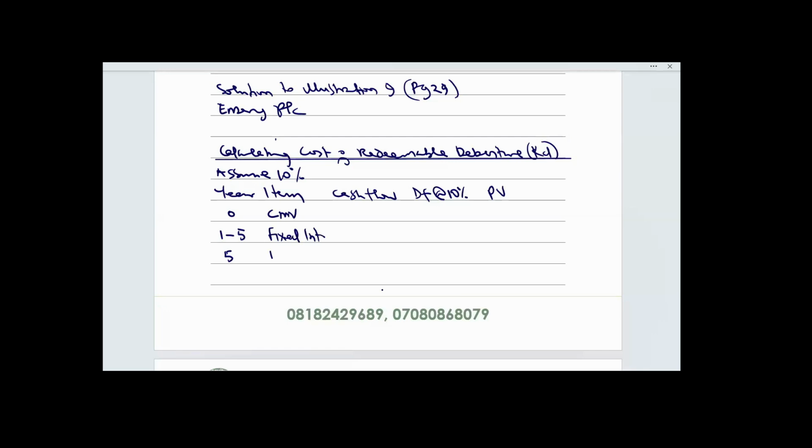Then in year 5, you are going to redeem it. That's the redemption value. All right. So how much is the current market value of this debenture? Let's go back to the question. You are told that Emery PLC has a 10% redeemable debenture. That 10% is the coupon rate, the interest rate attached to the value.